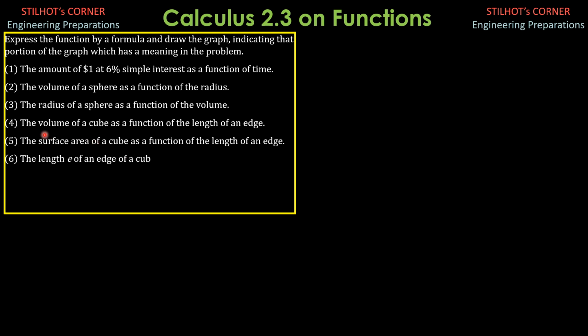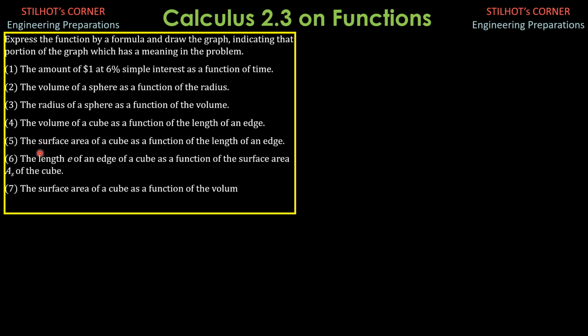Part 4, the volume of a cube as a function of the length of an edge. Part 5, the surface area of a cube as a function of the length of an edge. Part 6, the length e of an edge of a cube as a function of the surface area A sub s of the cube. Part 7, the surface area of a cube as a function of the volume of a cube. And part 8, temperature in degrees Fahrenheit as a function of temperature in degrees centigrade.